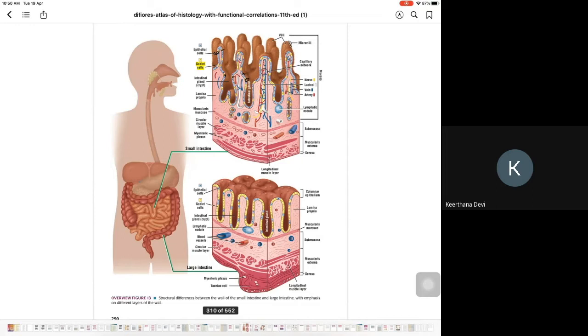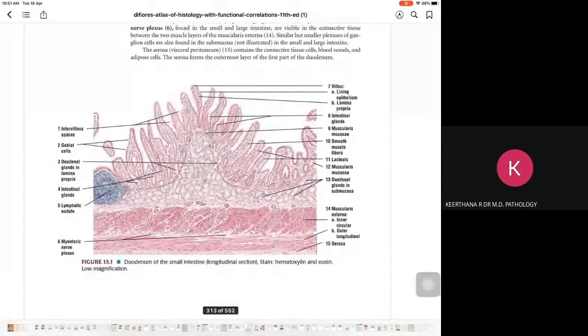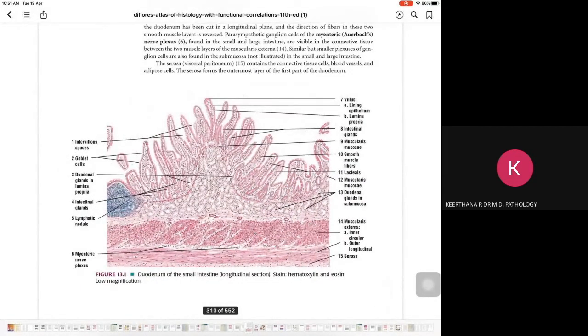On the left side: epithelial cells, goblet cells, intestinal gland crypt, lymphatic nodule, blood vessel, circular muscle layer, myenteric plexus, tinea coli, longitudinal muscle layer. Tinea coli is a very important feature to recognize large intestine from small intestine. The figure shows the duodenum of a small intestine, stain hematoxylin and eosin.